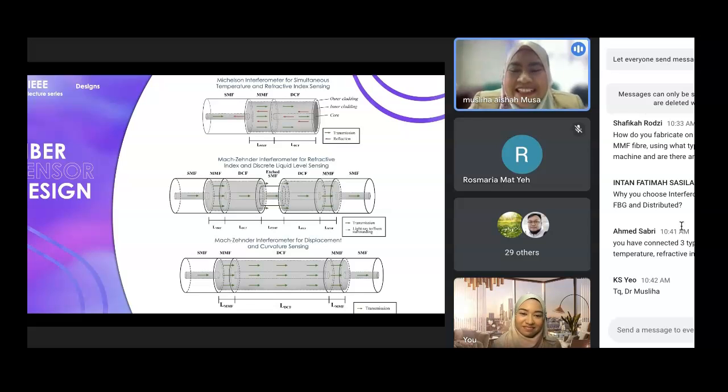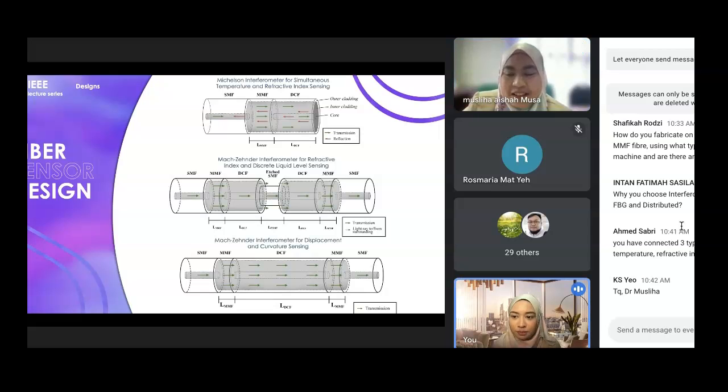trial and error for the small section. Of course, we must use a microscope, and I also use a normal splicing machine. For the fabrication, I just use a normal splicing machine. But sometimes you must use a manual setup, not the auto setup. I hope I answered your question, Shafika.